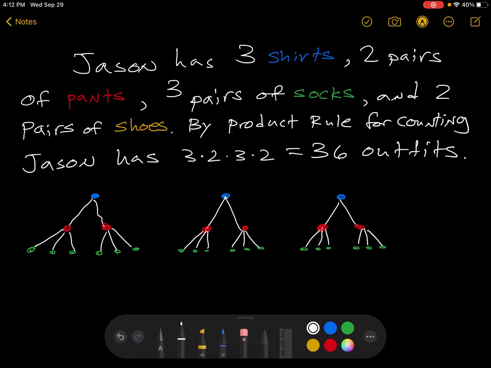All right. And now lastly, I have 2 pairs of shoes to choose from. And now you may start to see why I have so few clothes. Because if I had more clothes, then my trees would get too big.